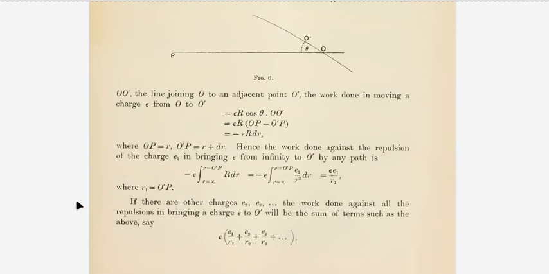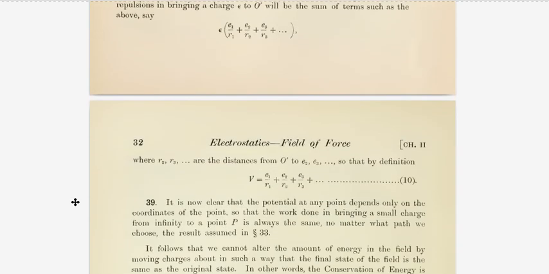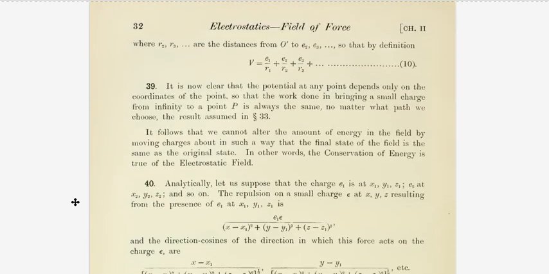If there are other charges E2, E3, the work done against all the repulsions in bringing a charge epsilon to O' will be the sum of terms such as the above, say epsilon times (E1 over R1 plus E2 over R2, and so on), where R2, R3 are the distances from O' to E2, E3, so that by definition, V equals E1 over R1 plus E2 over R2, and so on.